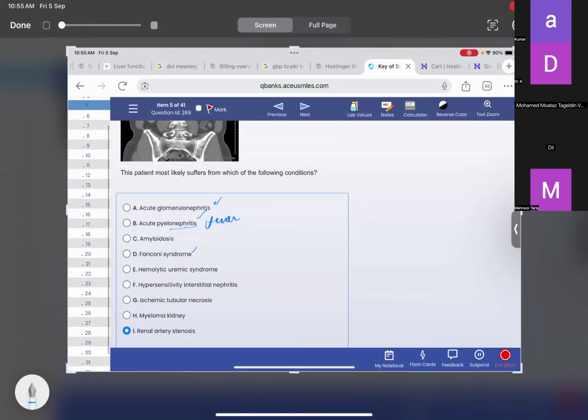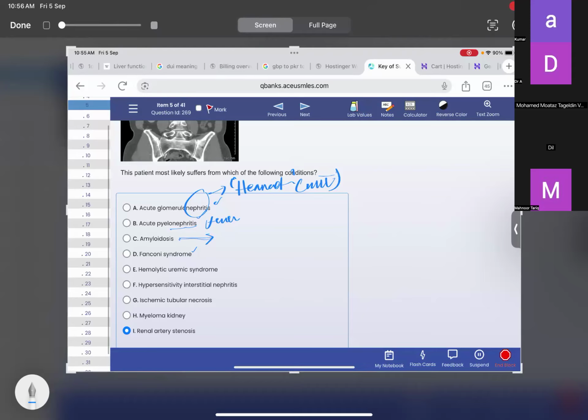In glomerulonephritis, we have hematuria. We have discussed the hematuria part, right? You know this, right? So in our stem, we don't have such signs and symptoms. We will have microscopic hematuria.